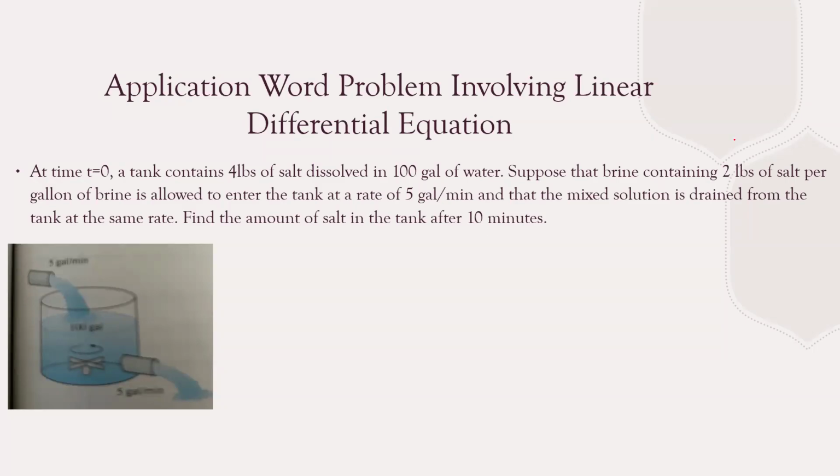So in this problem, I will do a mixing word problem involving a linear differential equation. Okay, so we have a word problem. At time t equals 0, a tank contains 4 pounds of salt dissolved in 100 gallons of water. Suppose that the brine containing 2 pounds of salt per gallon of brine is allowed to enter the tank at a rate of 5 gallons per minute, and that the mixed solution is drained from the tank at the same rate. Find the amount of salt in the tank after 10 minutes.